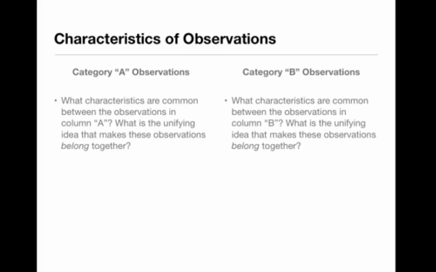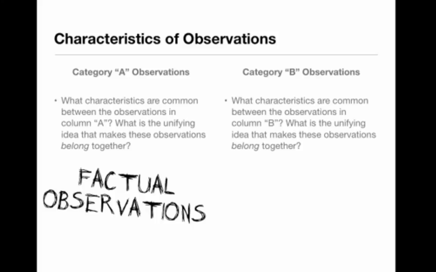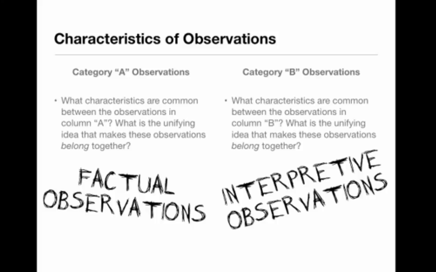What I'm going to suggest is that category A are factual observations. These are sort of undisputed. Everybody's going to recognize a clock. Everybody's going to recognize a pool table. We don't need to argue about what those things are. Whereas category B, these are more interpretive. We're inferring what is happening. I don't know for sure that the man in the white suit is actually a pool shark, right?